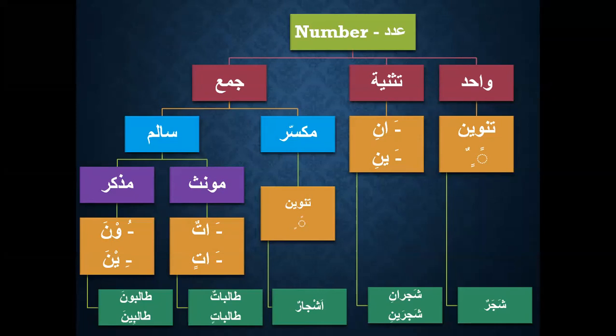And then it is of two types, mudhakkar and muannas again. With mudhakkar, you have una, ina, ina, talibuna, talibina, talibina, muslimuna, muslimina, muslimina, marfu, mansub, majrur in that order. And in muannas, you have atun, atin, atin, talibatun, talibatin, talibatin, marfu, mansub, majrur.